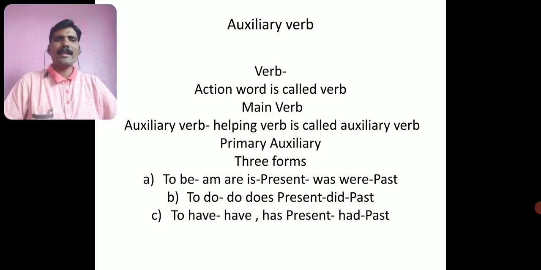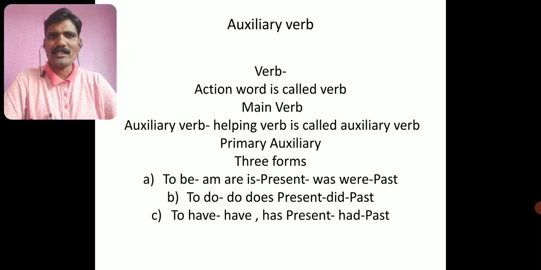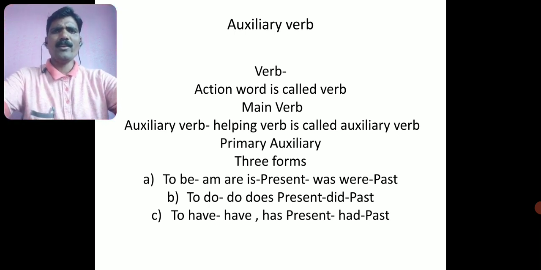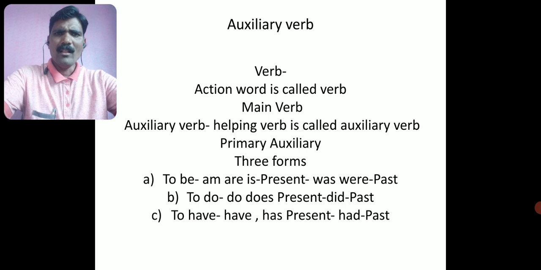Okay, now the next auxiliary verb is to have. To have means having in your possession. I have a pen, I have a pencil, I have a book, I have a mobile. Whatever is in your possession, you want to tell, narrate or show to the world, to society, to your friends.